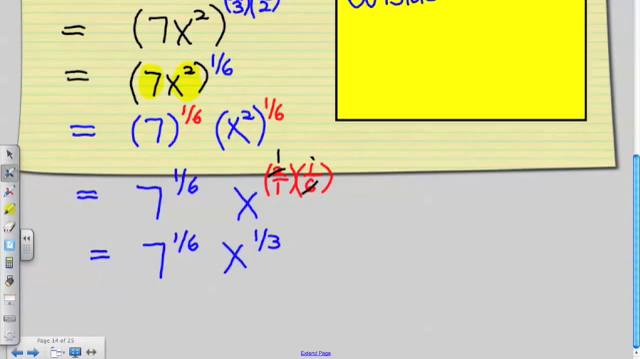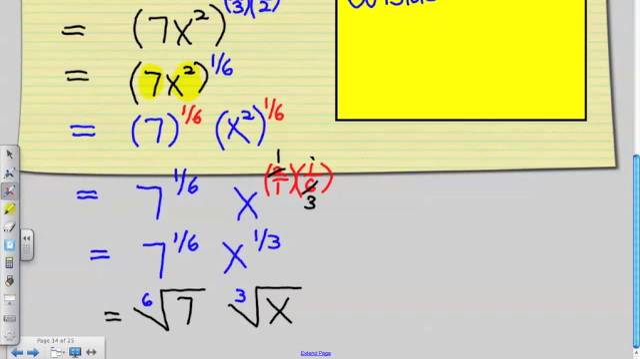Final way of writing this question, my indexes are going to go underneath my radicand. So the 6th root of 7 and the cubed root of x. And that is my final answer. Do lots of practice with double radical signs, because that is going to be very important for your test.